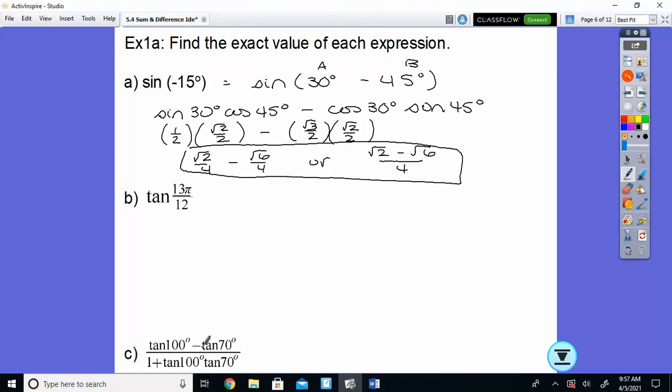B, 13 pi over 12. What should I do with that one? Yeah, let's change that to degrees. It seems to be a lot easier to work with. So we will multiply by 180 over pi. So that gives me the tangent of 195 degrees.